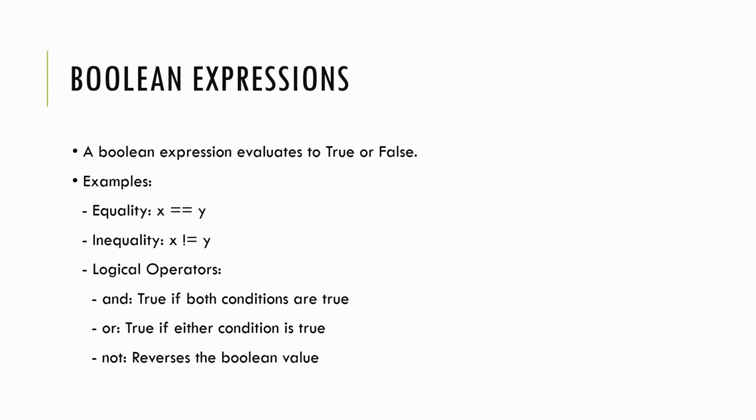Now let's talk about Boolean expressions. A Boolean expression is simply a condition that evaluates to either true or false. For example, x == y checks if x is equal to y, while x != y checks if they are not equal. Boolean expressions are also used with logical operators like AND, OR, and NOT to combine conditions. These expressions allow us to create more complex decision-making structures.